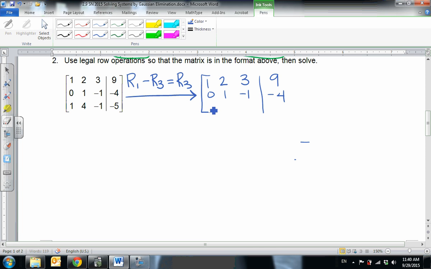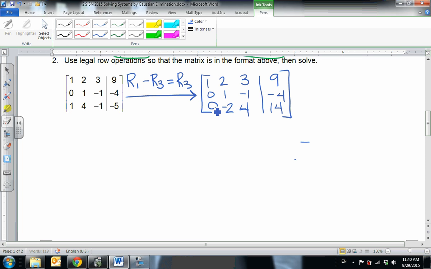So what's 1 minus 1? 0. And what's 2 minus 4? 2. And what's 3 minus negative 1? 4. Good. And 9 minus negative 5. 14. Okay, so did we create another 0 for ourselves? Yeah, that's good. Now we need to get rid of this negative 2.